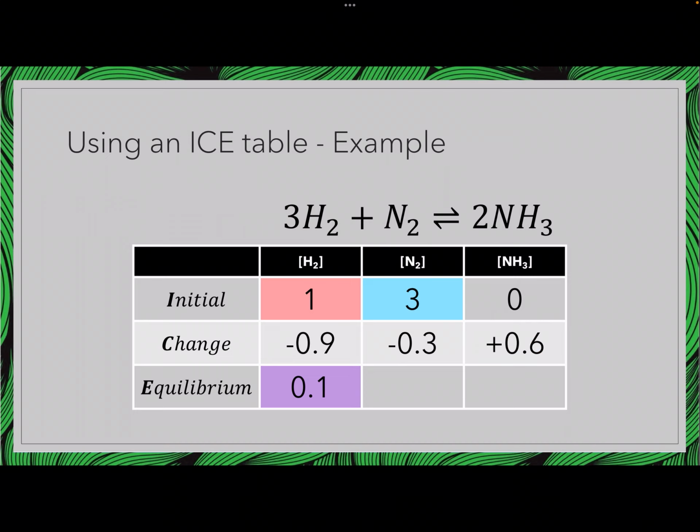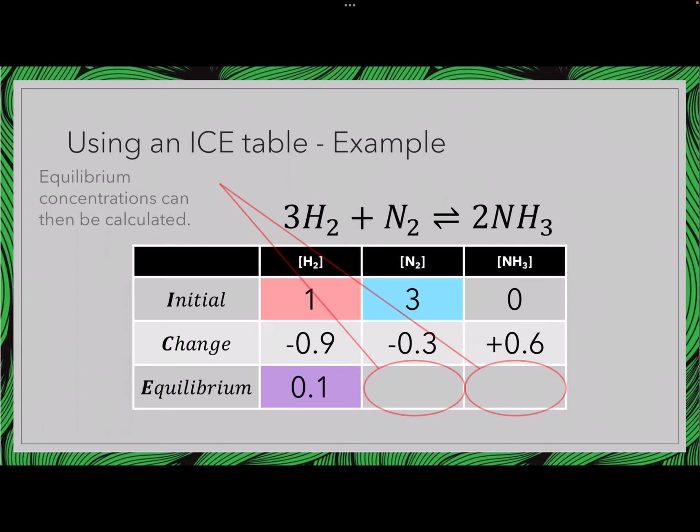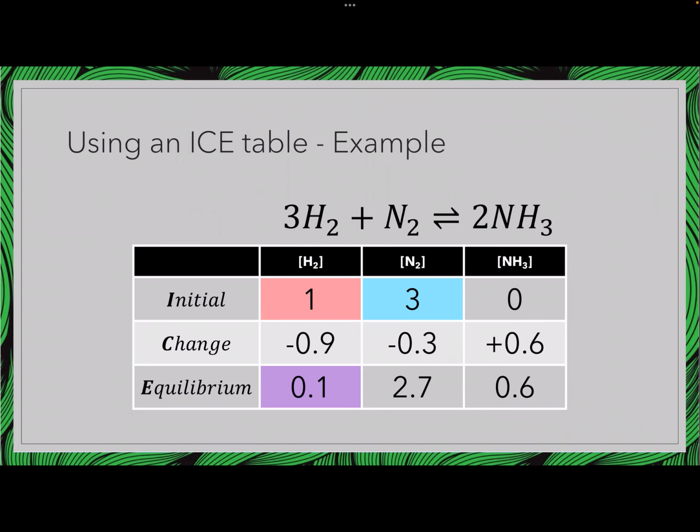Okay. Now, once we've got the changes, we do the top row plus the middle row, which should give us the last row. So 3 plus negative 0.3 gives us 2.7. 0 plus 0.6 should give us 0.6. Like that. Okay, it's just that process over and over again for ice tables.